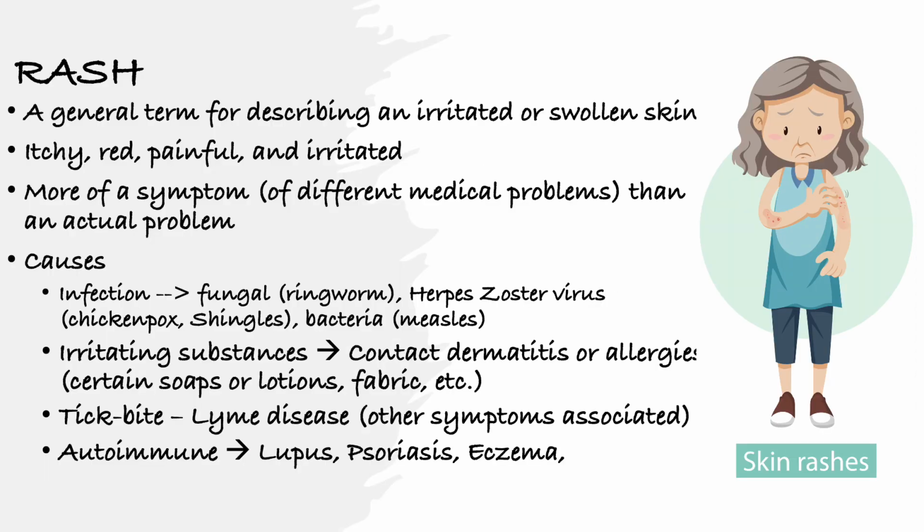The next one is rash. Rash is a general term we use to describe irritated or swollen skin. It's itchy, red, painful, irritated. If there's a rash, don't just go to the store over the counter and get something. This should tell you more investigation needs to take place, like what's causing this rash. So that's why I say it's more of a symptom of different medical problems than an actual problem itself.